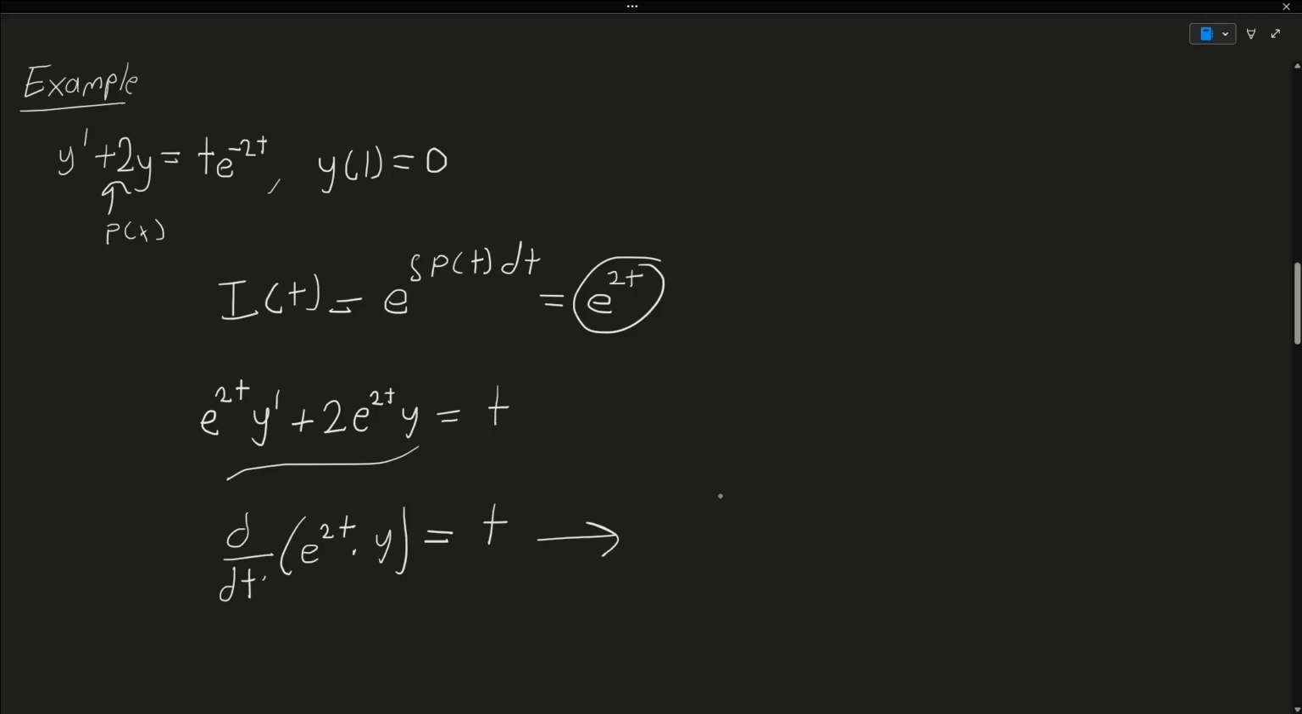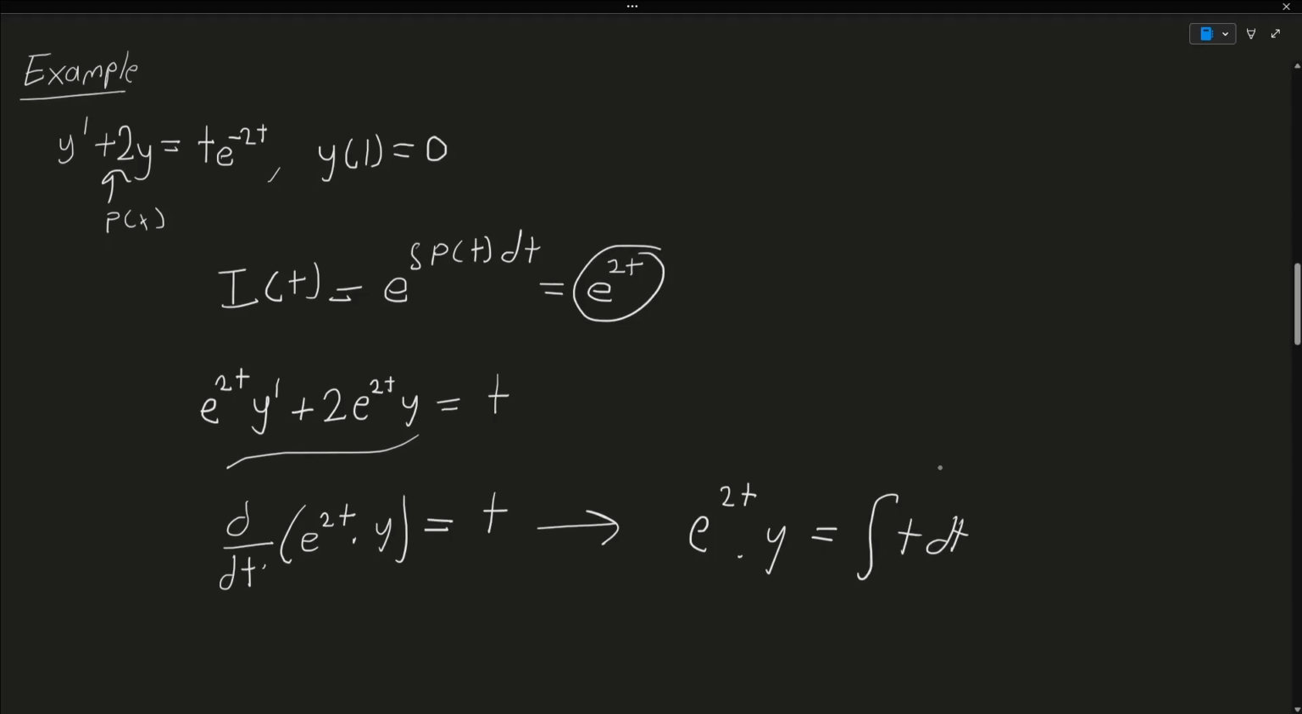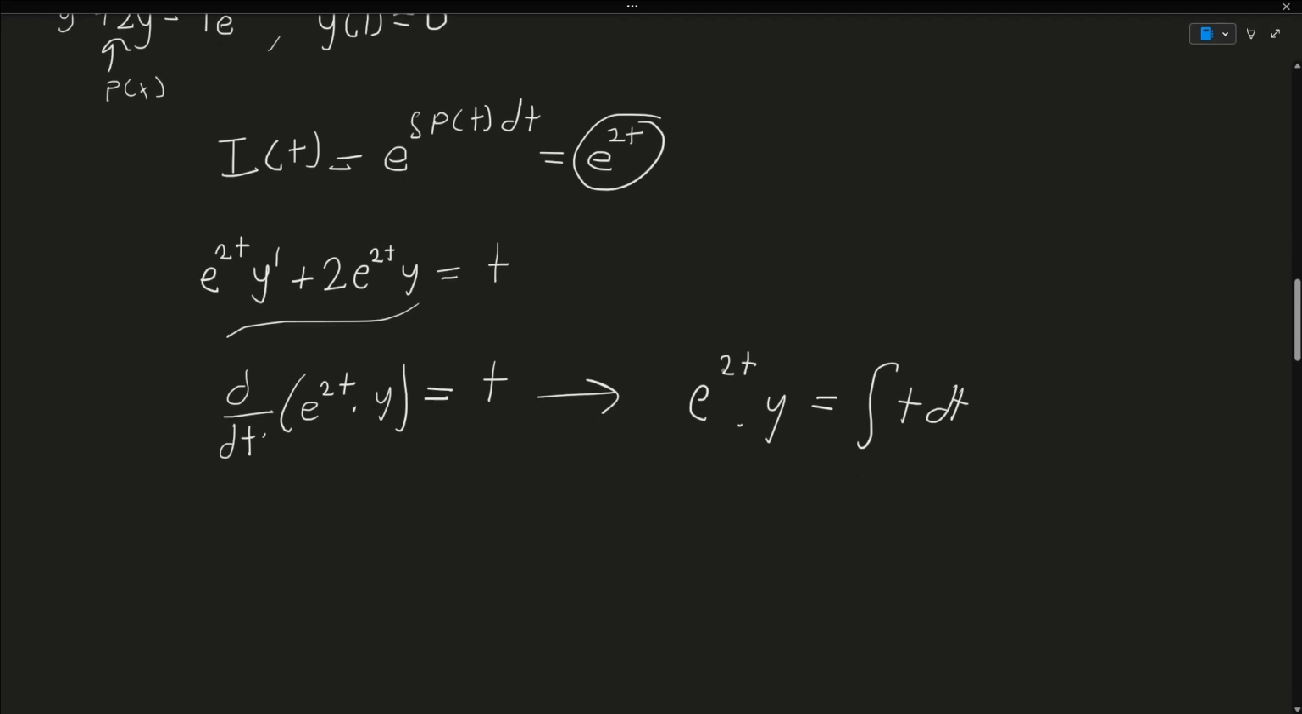Integrating the left hand side is going to cancel the derivative because of the fundamental theorem of calculus. So we're going to have e to the 2t multiplied with y equals the integral of t dt. And now we are left with something like this. Now we can take the integral, and this integral is a very simple integral. It's going to be t squared over 2 plus c.